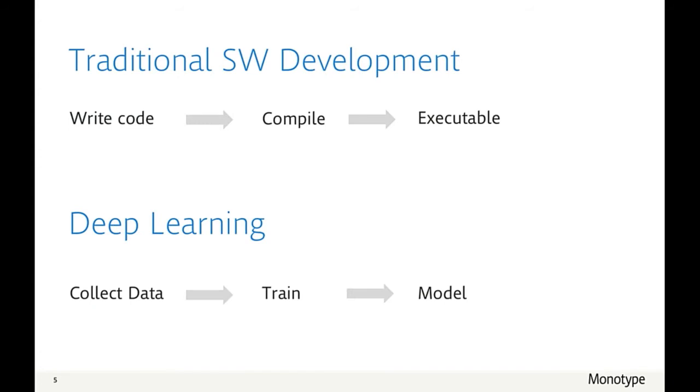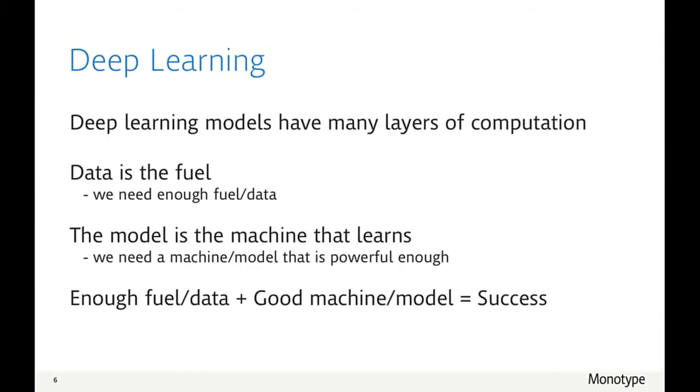This is on top of traditional software development. Simple steps: you write some code, you compile, you get an executable. Hopefully it works. And you keep repeating that. With deep learning, you collect data, you train, and end up with a model. Hopefully the model does something good. If not, you collect data, you train, and have a new model. So deep learning and traditional software development are very different.